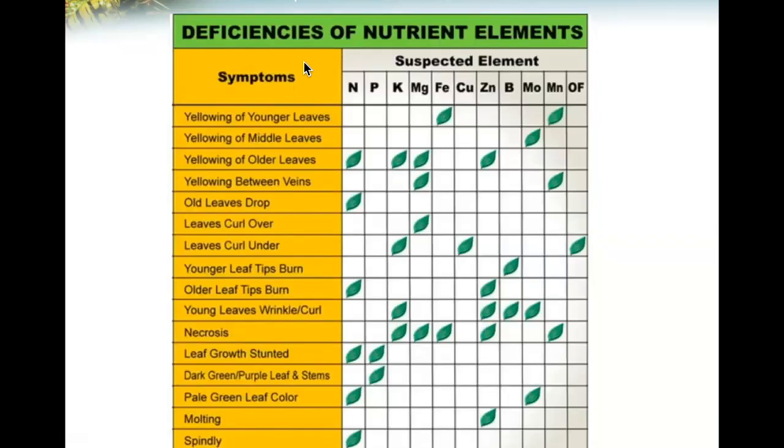Deficiency of nutrient elements causes symptoms in plants. Studies have been done that give you some idea of what would be missing: nitrogen, phosphorus, potassium, magnesium, iron, copper, zinc, or any of the others. You can look at the symptoms and possibly have some idea which nutrient might be missing in your soil.